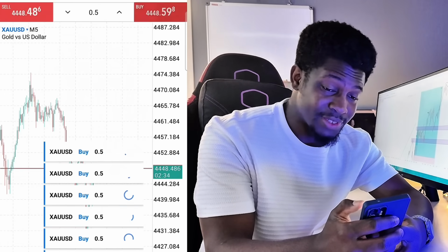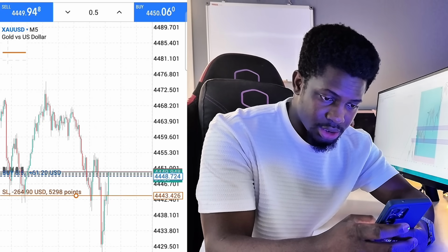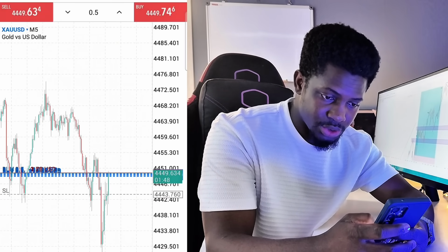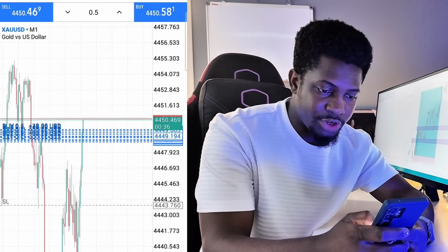I'm using 0.5 this time around. Let's reduce risk. Right, let's reduce risk. Let's see, stop loss region can just be around this range. Yeah, that's not bad at all, right? That's not bad at all. 5 minutes time frame, this is what we're having.